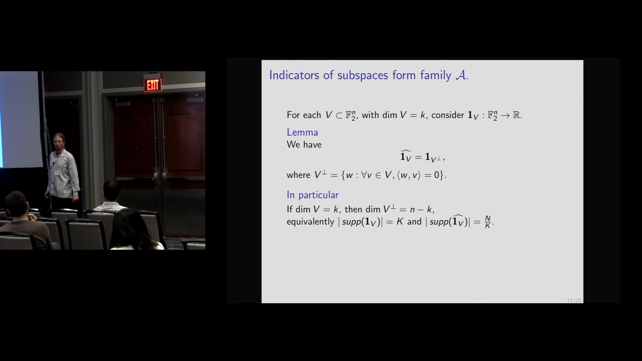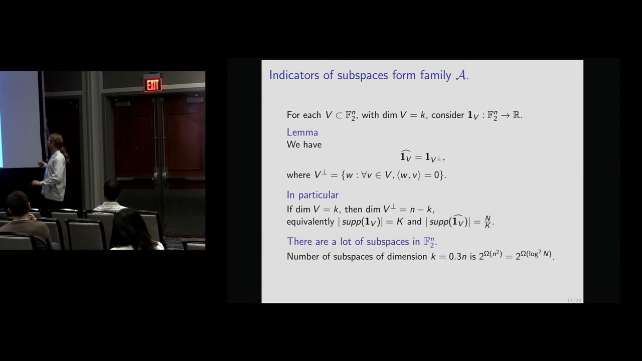And indeed, this is a large family of vectors. Namely, there are a lot of subspaces of dimension k. If we think about a dimension that is linear in the entire dimension of the cube, say 0.3n, there are about 2 to the n squared subspaces. Just because for every matrix, you have 2 to the kn 0-1 matrices. For every such matrix, most of them span some sort of k-dimensional subspace. And all right, so this is the construction of family script A.